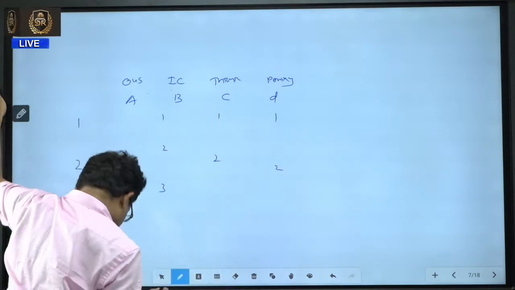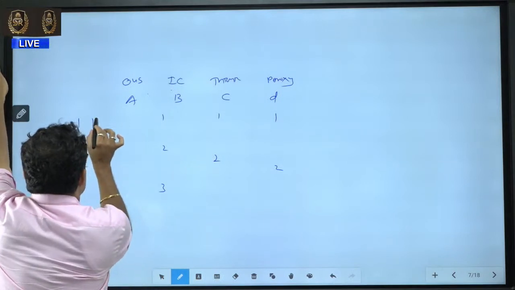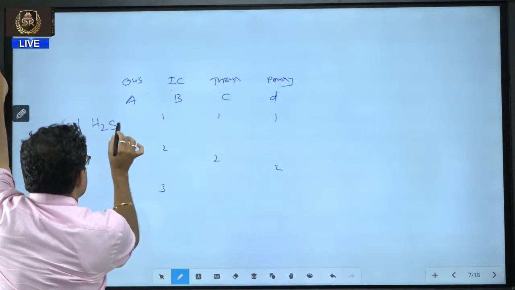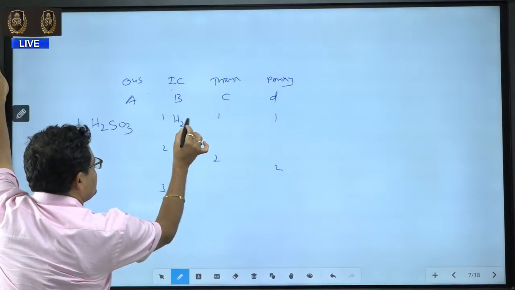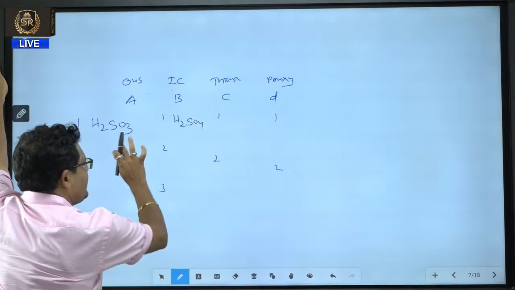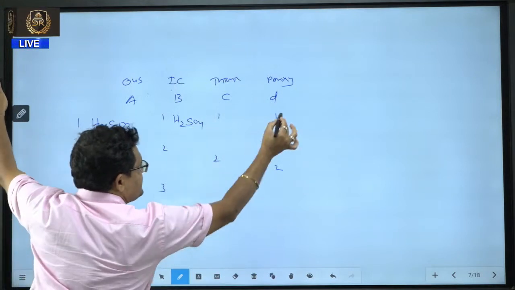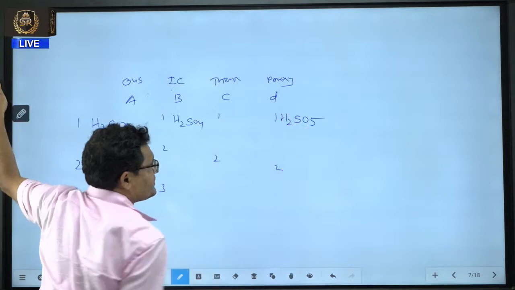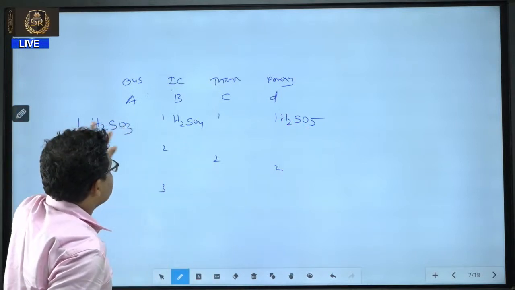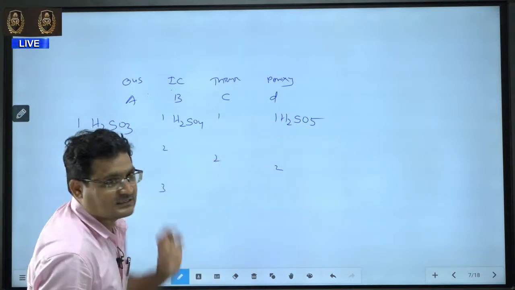Now you have to remember what happened. This is 3: H2SO3. After 3, this is 4: H2SO4. Between 3 and 4 there is a gap, leave it. This is 5: H2SO5. Okay. Sulfurous, sulfuric, peroxy.